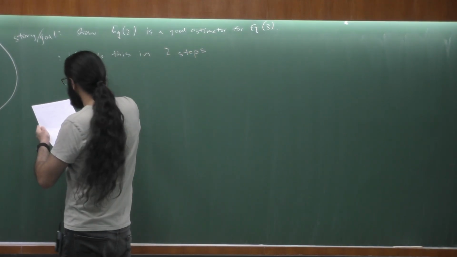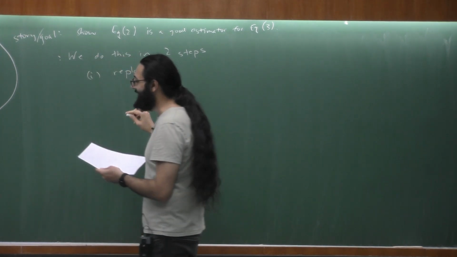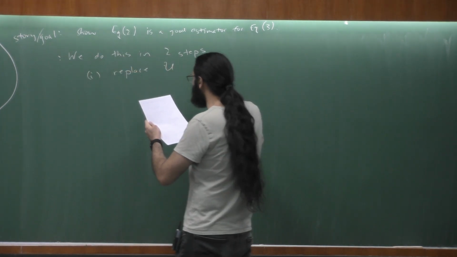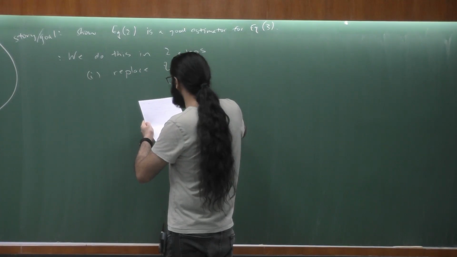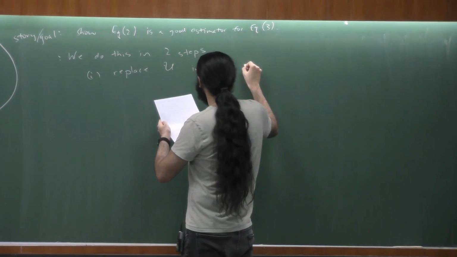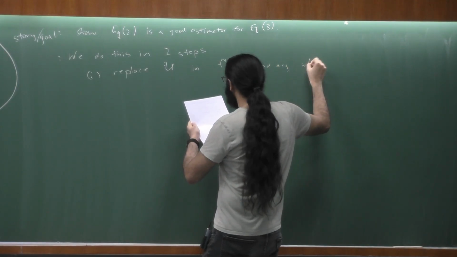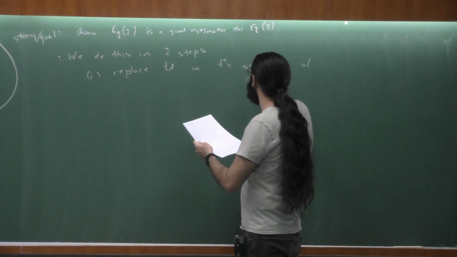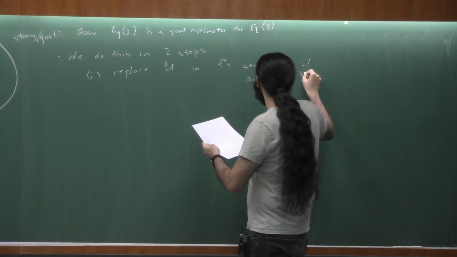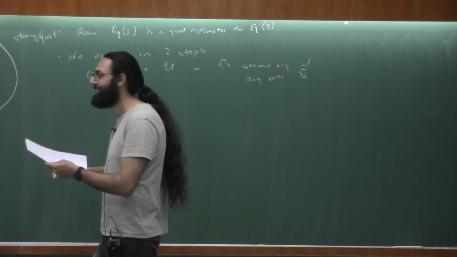Okay, the first one is we replace. It's very funny the way it's written in the paper, because, okay, let me write it and you'll see. Replace U in F's second argument with an average over U bar. So it's saying you replace the second argument with an average.